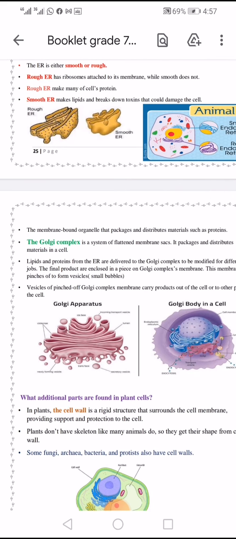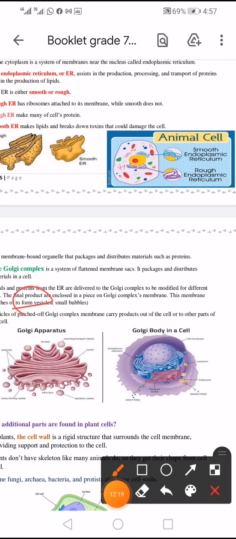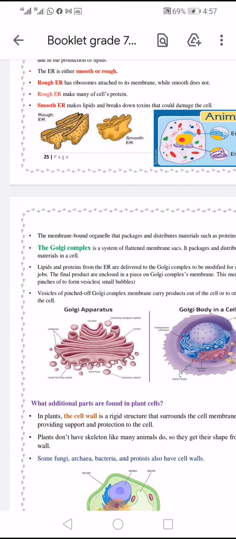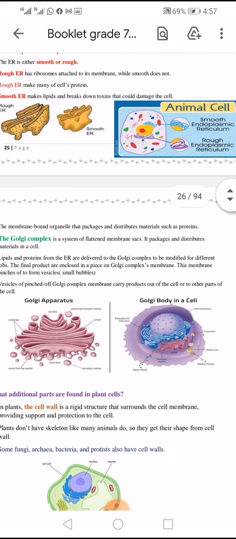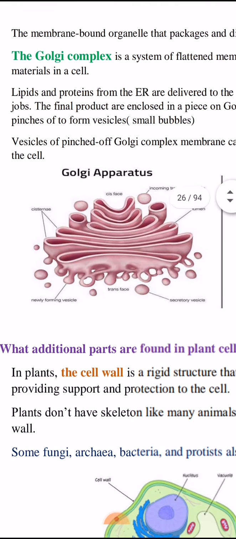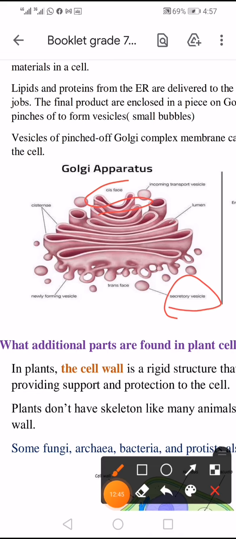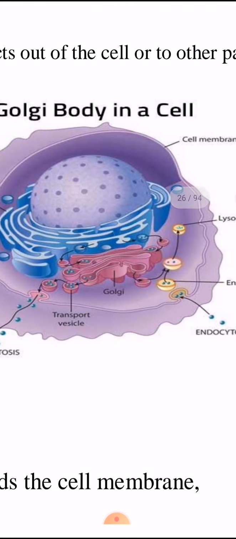The final products, which are proteins or lipids, are enclosed in a piece of Golgi complex membrane. This membrane pinches off to form vesicles, which are small bubbles. The vesicles of pinched-off Golgi complex membrane carry products out of the cell or to other parts of the cell. This is the shape of the Golgi complex, and this is a vesicle. This is the shape of the Golgi complex, which is present in plant and animal cells.